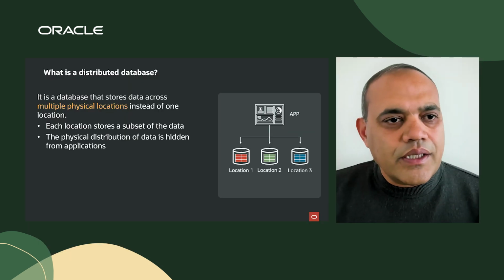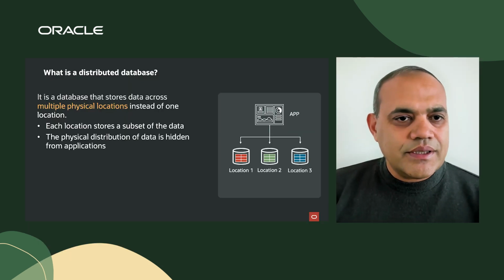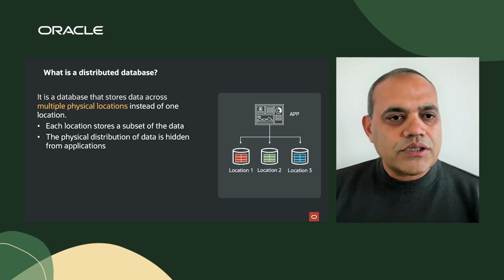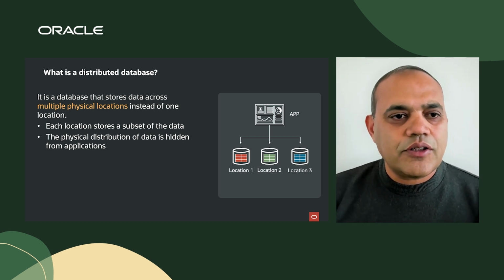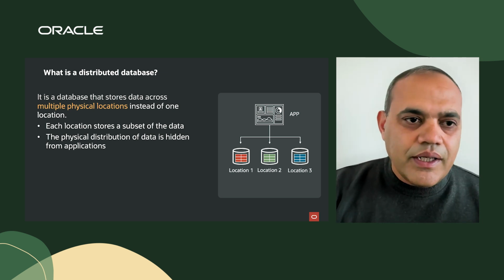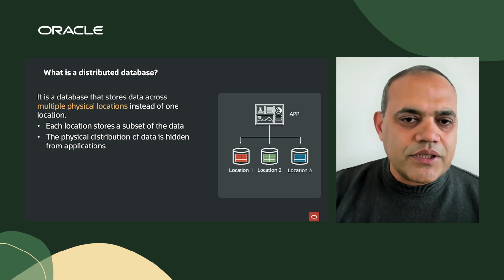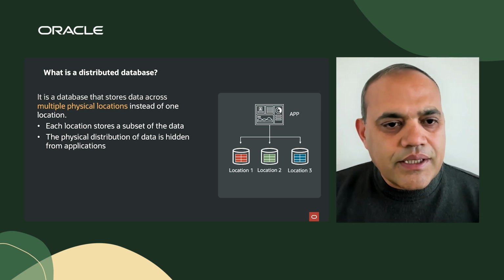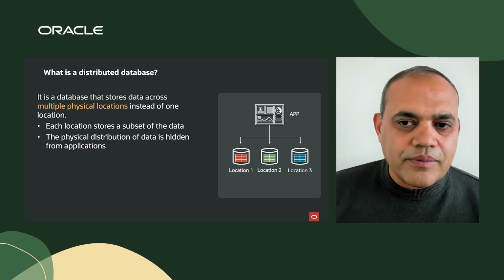I am responsible for product management and cloud development for Oracle's globally distributed database. Today we are going to talk about how we can build never down global scale multi-cloud applications with Oracle's globally distributed database. A distributed database is a database that stores data across multiple physical locations instead of one location. Each location stores a subset of data. The physical data distribution is hidden from the application.